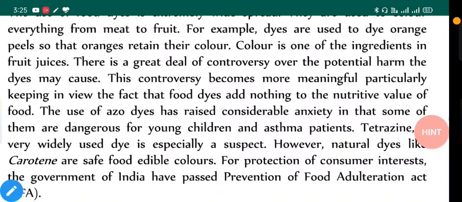The use of azo dyes has raised considerable anxiety, as some of them are dangerous for young children and asthma patients. Tetrazine, a very widely used dye, is especially a suspect. However, natural dyes like carotene are safe edible colors. For example, the orange color of carrots is because of carotene. For the protection of consumer interest, the Government of India has passed the Prevention of Food Adulteration Act, PFA.